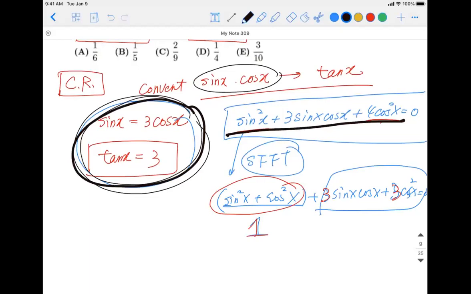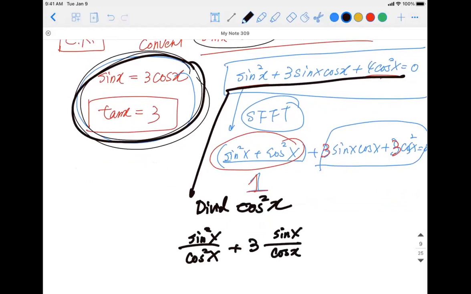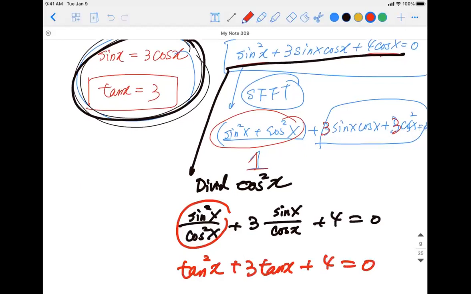Yes, let me ask Yvette to give us some ideas. If you divide everything by cosine squared x, then the sine squared x becomes sine squared over cosine squared, and the 3 sine x cosine x becomes 3 times sine x over cosine x, and everything becomes tan. Is that right? You just have to divide by cosine squared x. So that's going to be sine squared over cosine squared plus 3 sine over cosine plus 4 equals 0. Sine squared over cosine squared is our tangent squared, plus 3 tangent plus 4 equals 0.